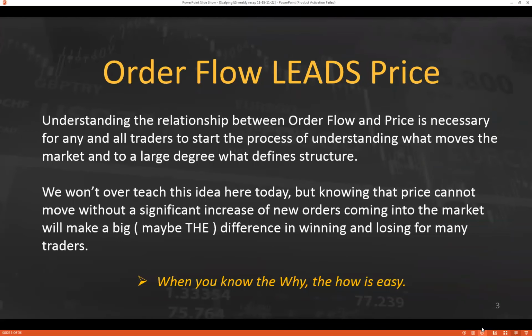Order flow leads price. And Captain Obvious would say, duh. But sometimes we overlook the obvious, but brilliance is in the obvious many times. So understanding the relationship between order flow and price movement is necessary for any and all traders to start the process of understanding what moves the markets, and to a large degree what defines structure.